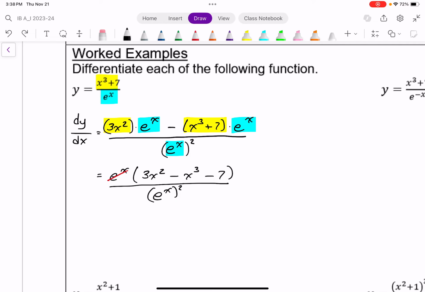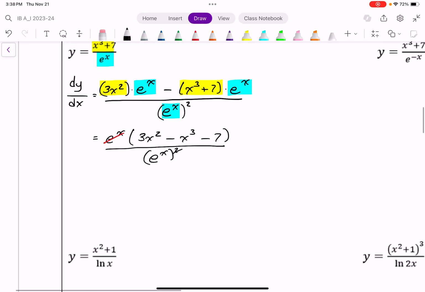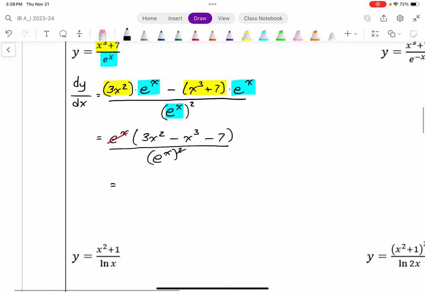And so a little bit simpler is just to write 3x squared minus x cubed take away 7 over e to the power of x.